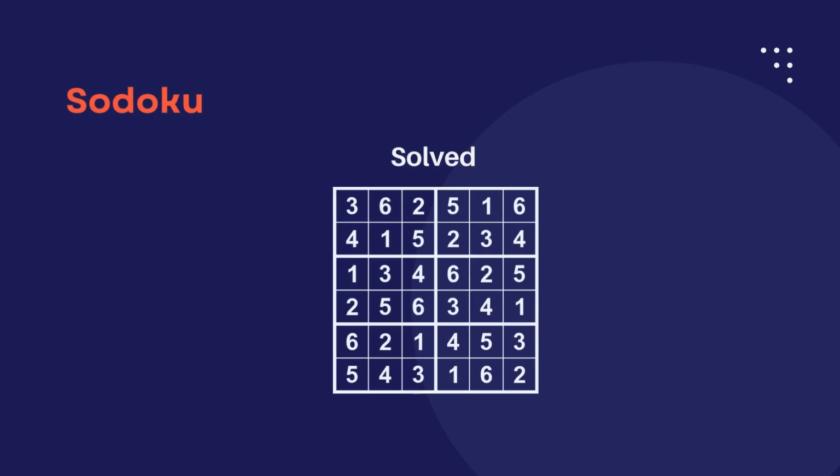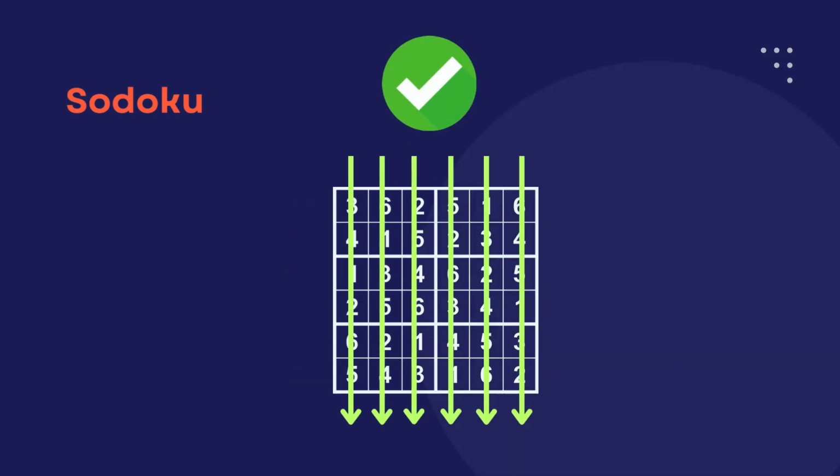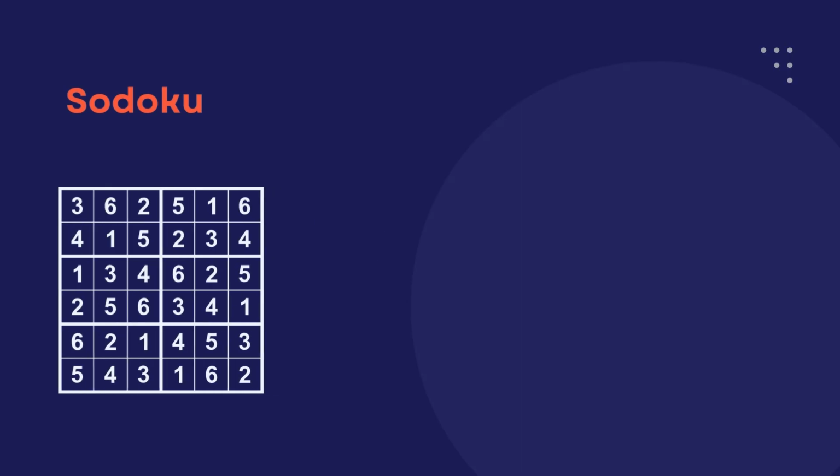A classic example of an NP problem is Sudoku. What makes Sudoku an NP problem is that if we were given a completed Sudoku board of size n, we can easily verify whether it's correct. This can be done either by hand or using a deterministic algorithm in polynomial time by checking that every row and every column contains the numbers 1 through n with no duplicates.